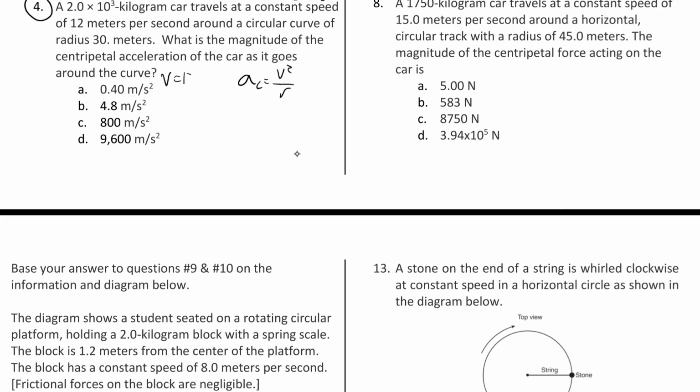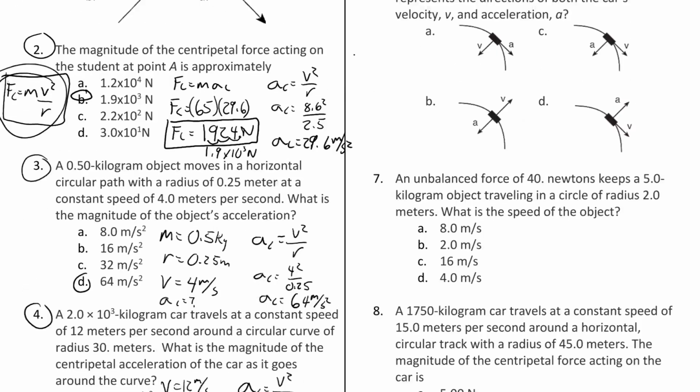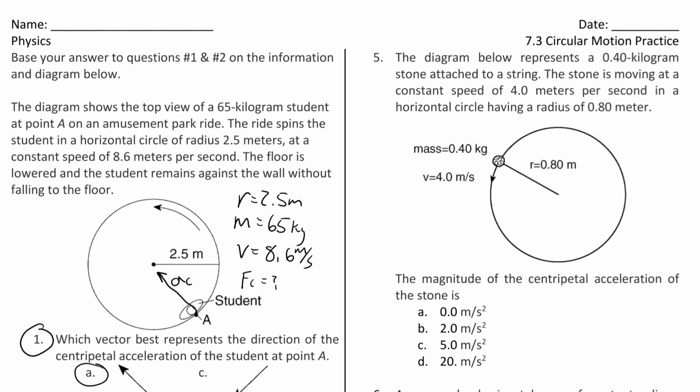Write the speed. The v is equal to 12 meters per second. The radius is 30 meters. If you really don't want to waste your time writing the mass, in this case you don't have to, because you don't need the mass to find the acceleration. So this is that, that's that. The centripetal acceleration is 4.8 meters per second squared. Choice B.